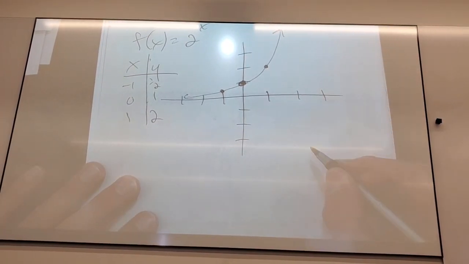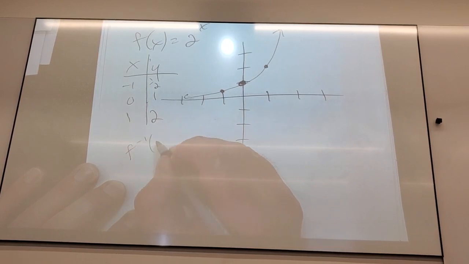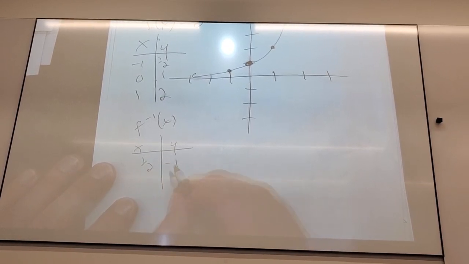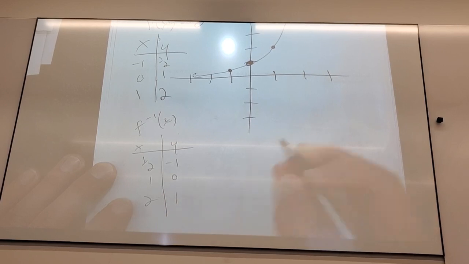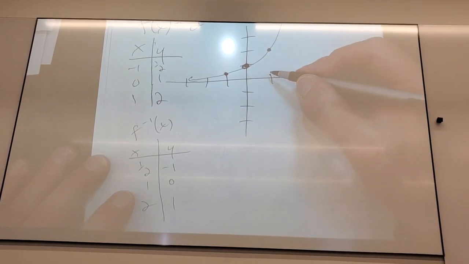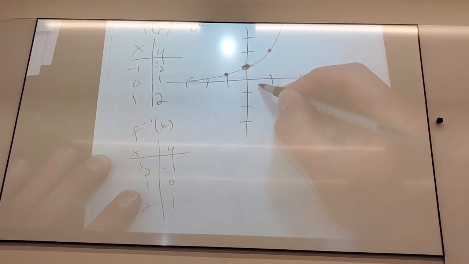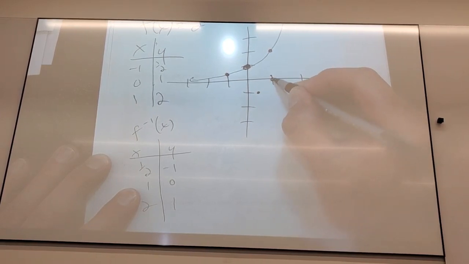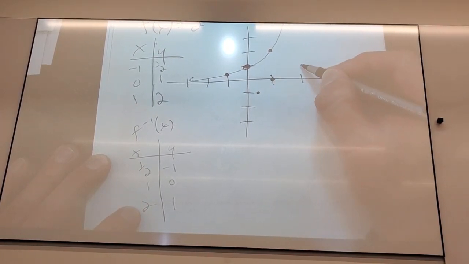So if I want to do the inverse, what would the table look like? 1/2, 1, 2 for the inputs, and -1, 0, 1 for the outputs. So let's see what happens. At 1/2, it's -1. See this? At 1, it's 0. And at 2, it's 1.